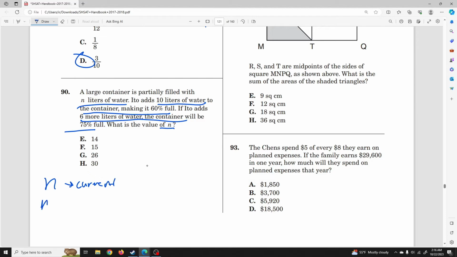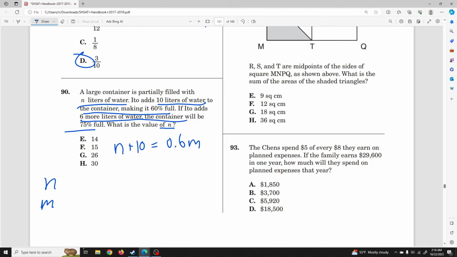What if I have m, which is the total amount? So m is the total amount that the tank can hold, right? It's a container. So let's just deal with 2 different variables. M is the total amount that we can hold, and n is the amount that we're holding currently. So if we're currently holding n liters of water, and we add 10 liters to it, the container is now 60% full, so 0.6 m, right?